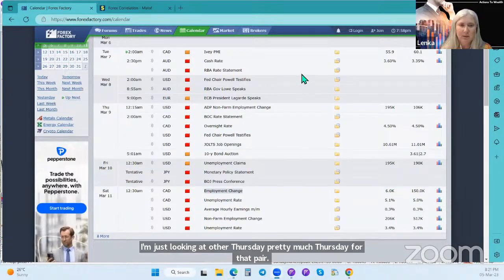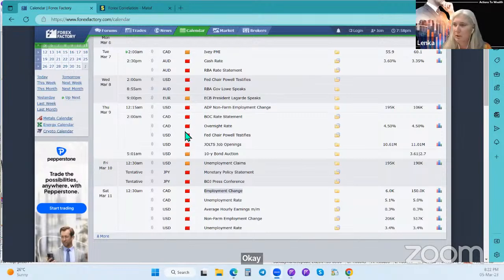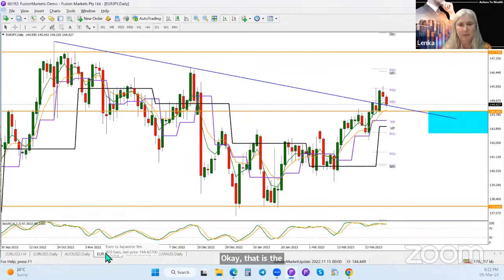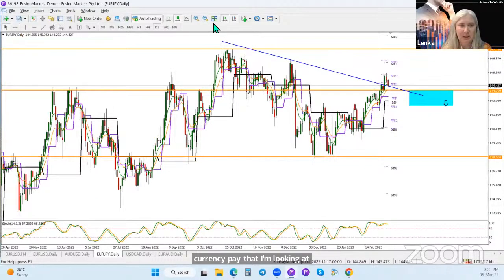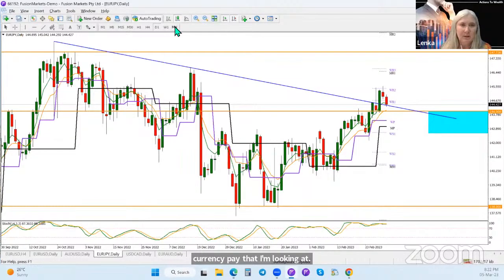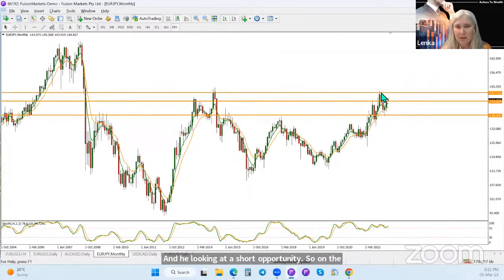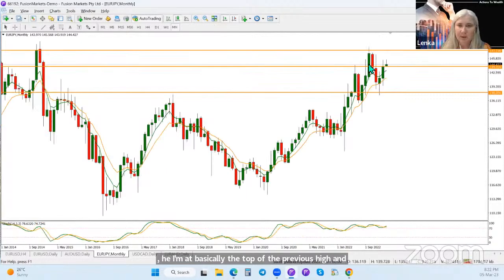Let me have a look. Back to the charts. Okay, that is the Euro JPY now. This is the last currency pair that I'm looking at, and here I'm looking at a short opportunity. On the monthly, I'm at basically the top of the previous high and the previous range, where it's been for the last few bars.